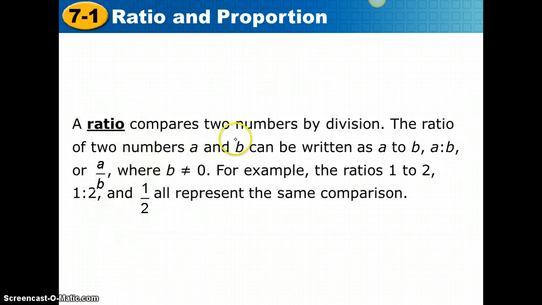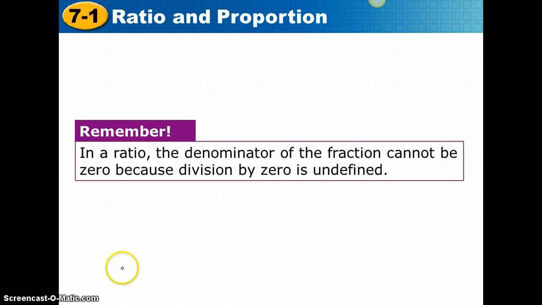Remember, a ratio compares two numbers by division. The ratio of two numbers, a and b, can be written as a to b, or a colon b, and we would still read that a to b, or a over b, which is a fraction, as long as b does not equal 0. For example, the ratios of 1 to 2, 1 to 2 with a colon, and 1 over 2 all represent the same comparison. Remember, in a ratio, the denominator of the fraction cannot be 0 because division by 0 is undefined. It's impossible.